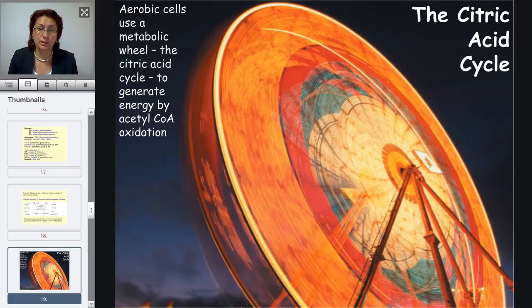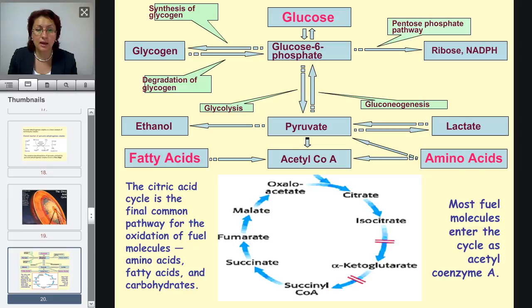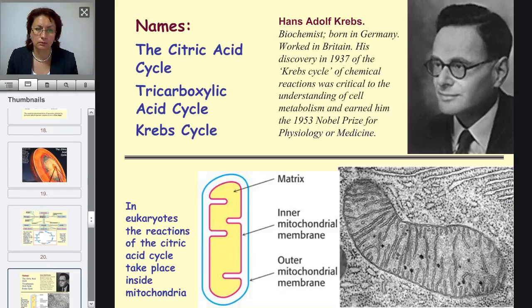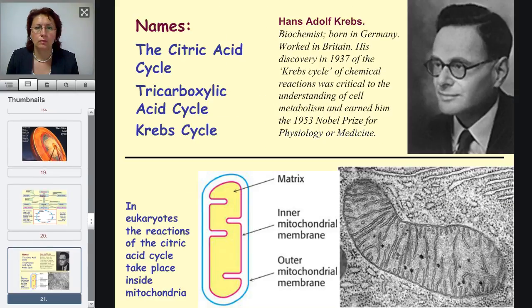Aerobic cells use a metabolic wheel, the citric acid cycle, to generate energy by acetyl-CoA oxidation. The citric acid cycle is the final common pathway for the oxidation of fuel molecules: amino acids, fatty acids, and carbohydrates. Most fuel molecules enter the cycle as acetyl coenzyme A. Other names of the citric acid cycle are the tricarboxylic acid cycle or Krebs cycle. In eukaryotes, the reactions of the Krebs cycle take place inside mitochondria.